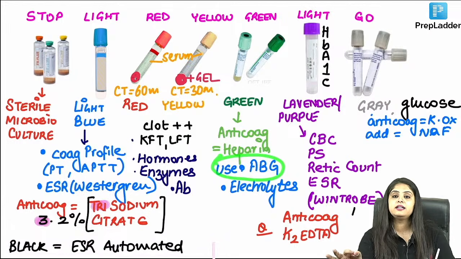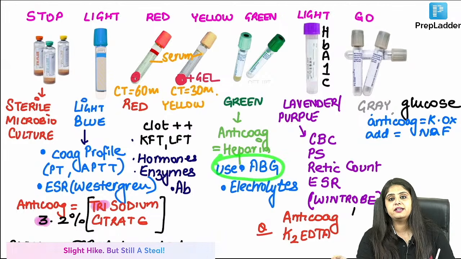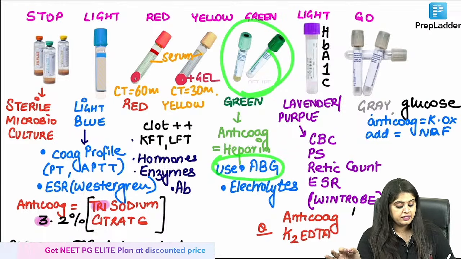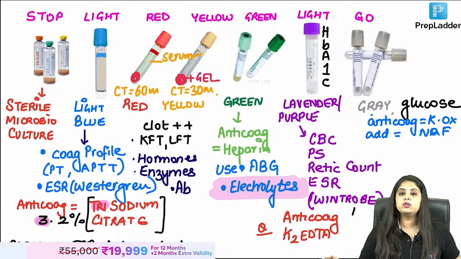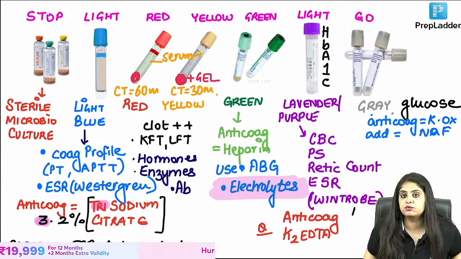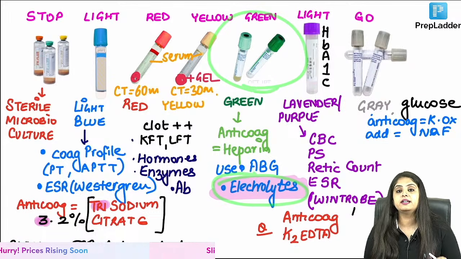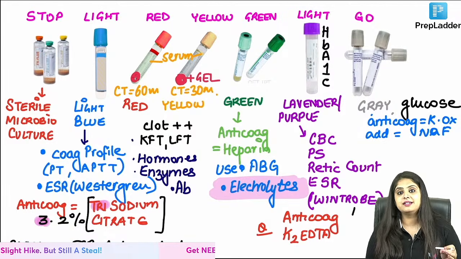Usually, practically telling you, it is only used nowadays in anesthesia for arterial blood gas analysis. For ABG analysis we use heparinized vials. Textbooks say that electrolytes are also best tested in it, and that is what someone was asking me, ma'am, the green one, confusion clear kar do. There is no confusion. Textbook mein likha hai electrolyte measurement is best done in heparin. If an MCQ comes, electrolyte measurement is best done in heparin.